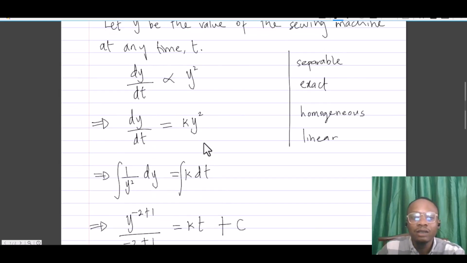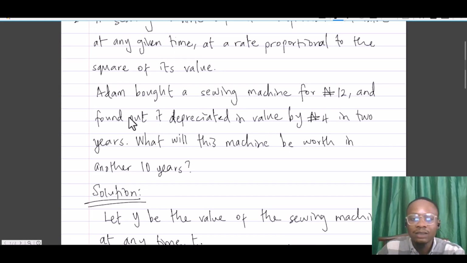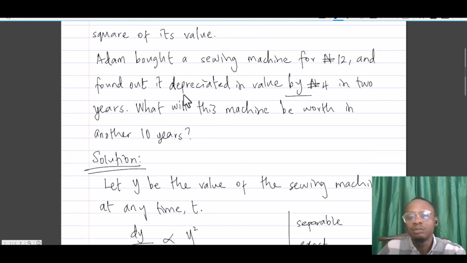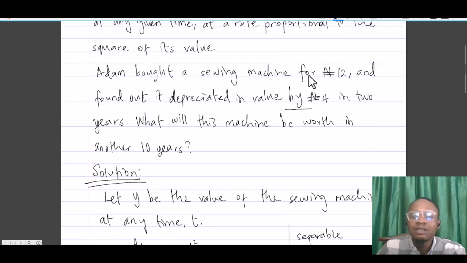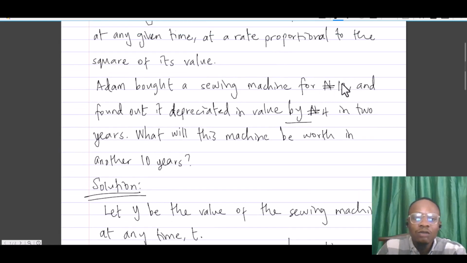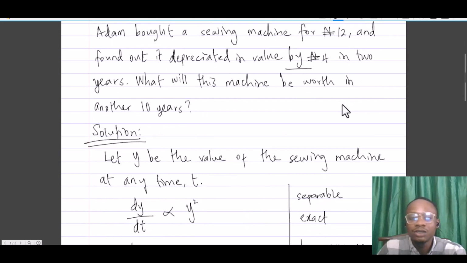And then look at the next statement here. We're told that Adam found out it depreciated in value by 4 naira in 2 years. By 4 naira. Please, this is very important. This word is very important. The statement or the implication would have been different if it says it depreciated in value to 4 naira. To would mean that the value became 4 naira after 2 years. So in this case, it depreciated by 4 naira means that from the initial value of 12, we remove 4. So that means after 2 years, the value became 8. That's 12 minus 4, which is 8.